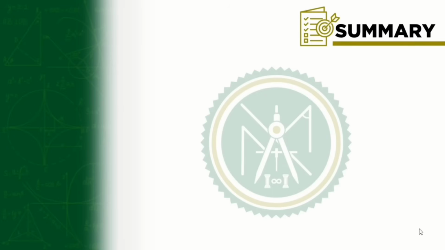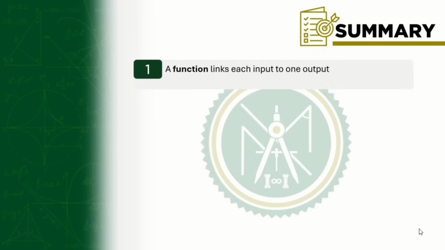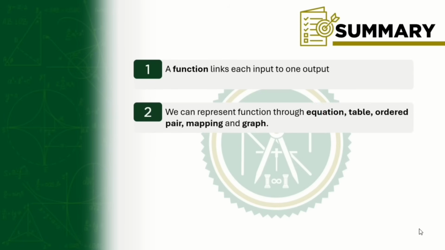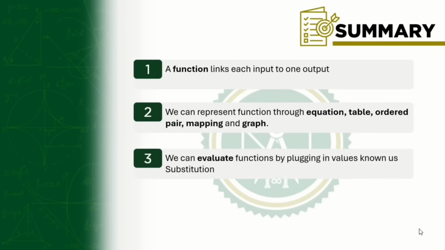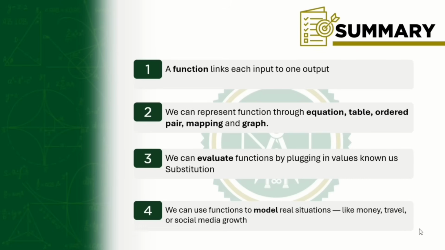To summarize, a function links each input to one output. We can represent a function through equation, table, ordered pair, mapping, and graph. We can evaluate a function by plugging in values, known as substitution. And we can use functions to model real situations like money, travel, or social media growth.